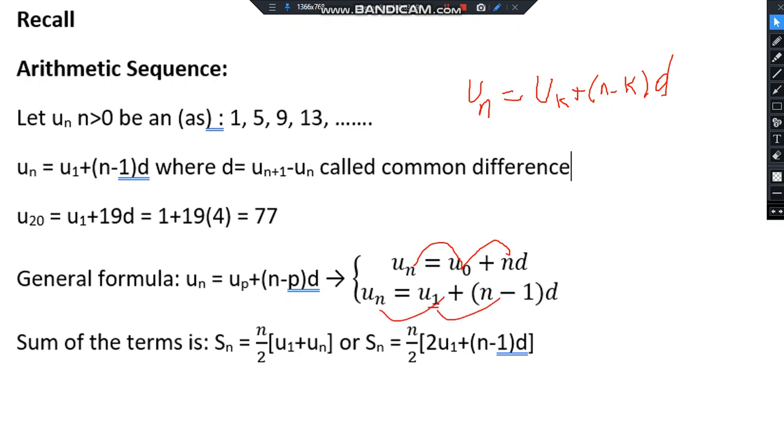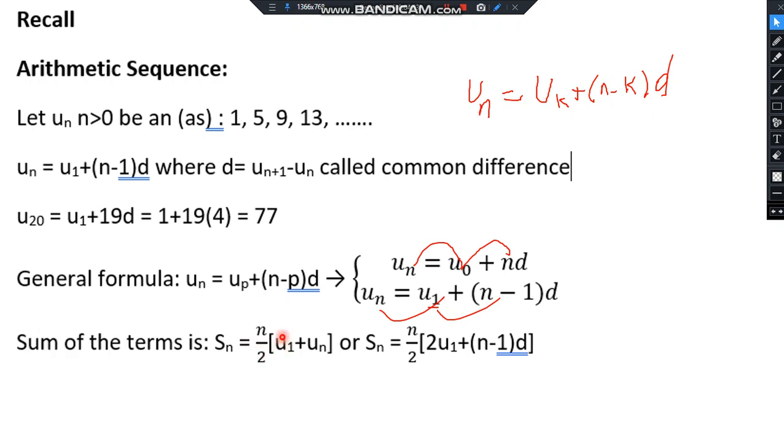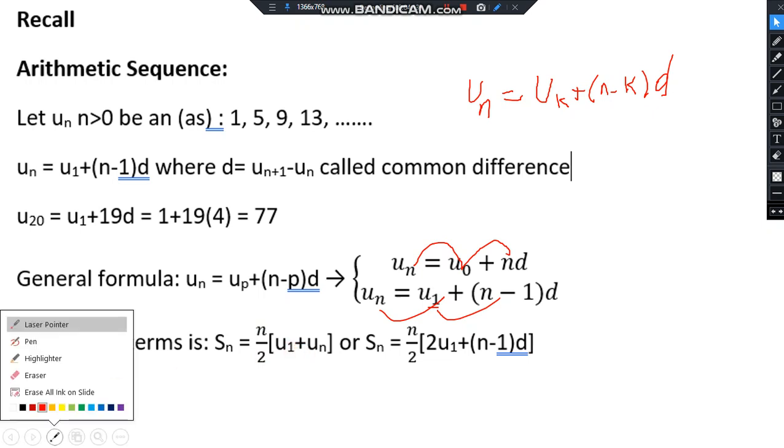And you have the sum of the terms of an arithmetical sequence. Also, you took it last year. It is the number of terms over 2, times the first term plus the last term. So it's n over 2 into (the first term plus the last term).